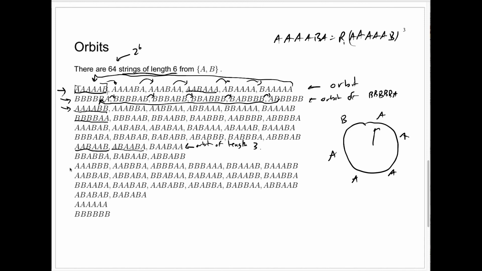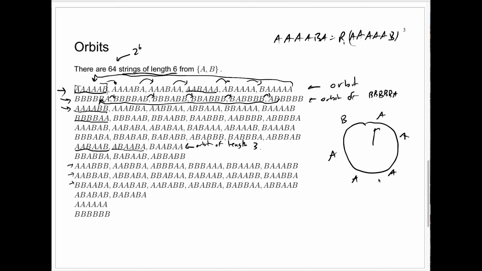Here we see some more orbits of length 6. But then we get here an orbit of length 2. Look at this string AB, AB, AB. When you rotate it once, you get BA, BA, BA. You rotate it one more time, you get back to AB, AB, AB. This is an orbit of length 2. And then, of course, it should be pretty obvious we have these 2 very simple strings, AAA, AAA, with orbits of length 1. You just apply any rotation to that, it stays the same. And the same for BBB, BBB.